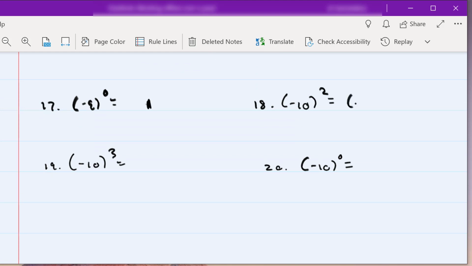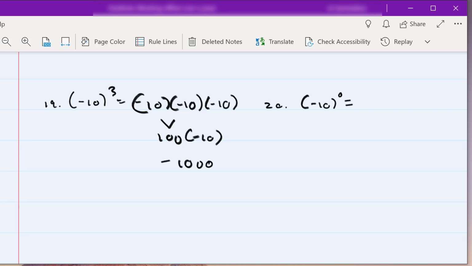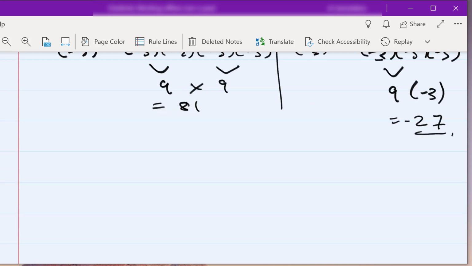Minus 10 squared is minus 10 times minus 10, which is 100. Minus 10 cubed is minus 10 times minus 10 times minus 10. Minus 10 times minus 10 is plus 100, times minus 10 is minus 1000. And finally, minus 10 to the 0 is 1. That concludes our discussion on negative base with whole number exponent.